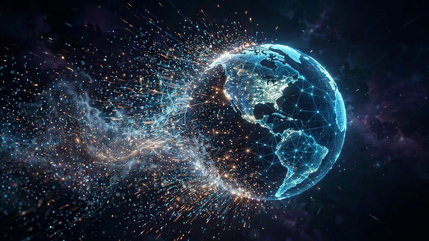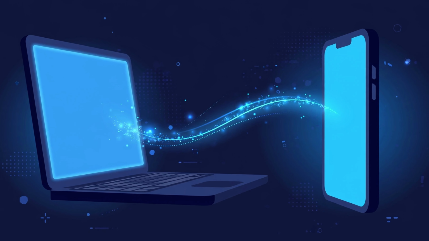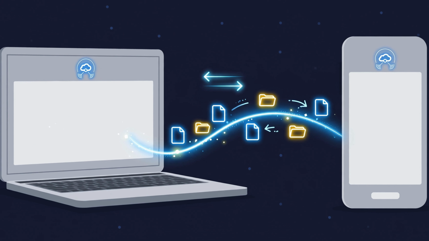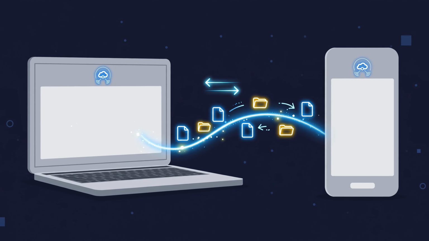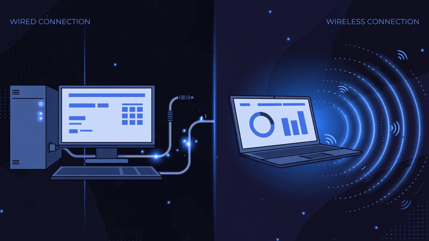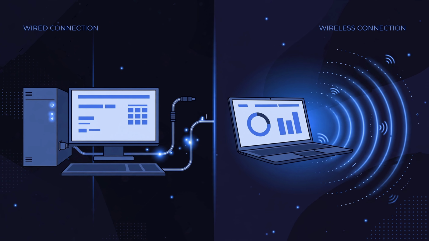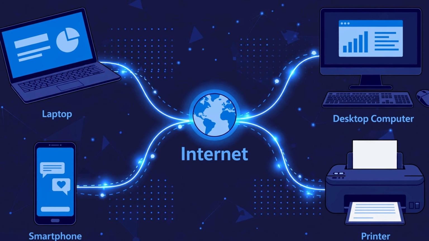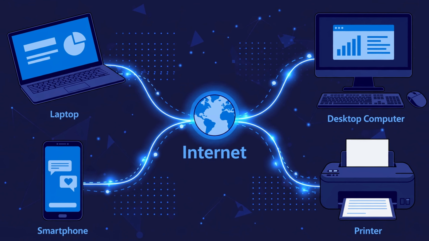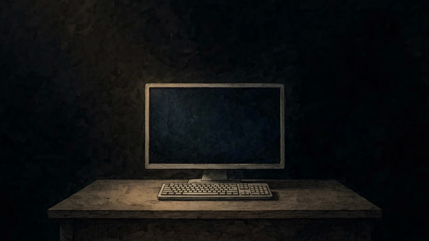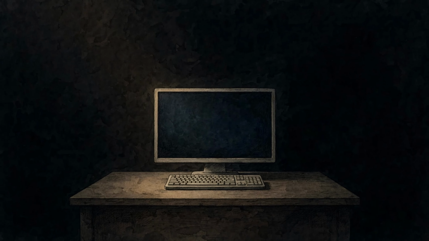Let's get into it. A computer network is simply a group of two or more devices connected together so they can share data and resources. That connection can happen through physical cables or wirelessly through radio signals like Wi-Fi. Once connected, devices can send files, share printers, browse the internet, or communicate instantly no matter how far apart they physically are. Before networks, computers worked in isolation.